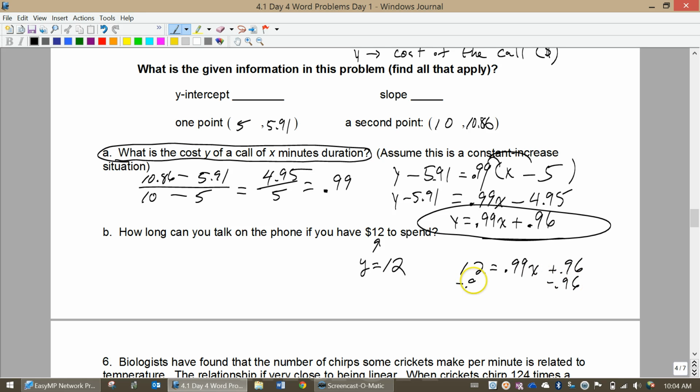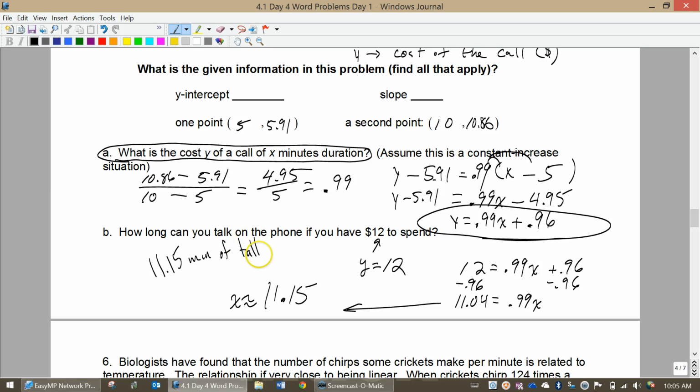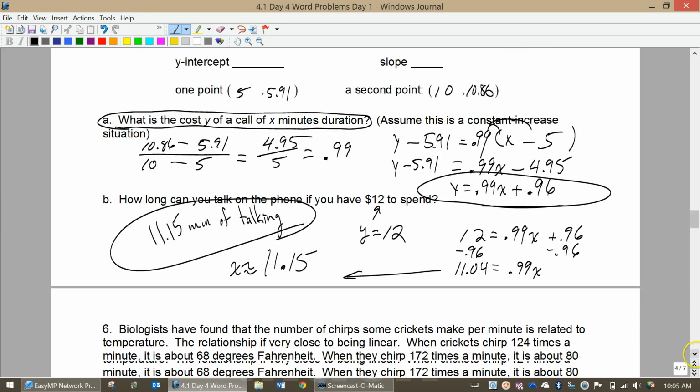Subtract 0.96. You get 11.04, and then you divide by 0.99. And you get approximately 11.15, and we've rounded it. So that would be 11.15 minutes of talking for $12 in terms of this pay rate. That's an expensive phone call, for sure. What the heck?